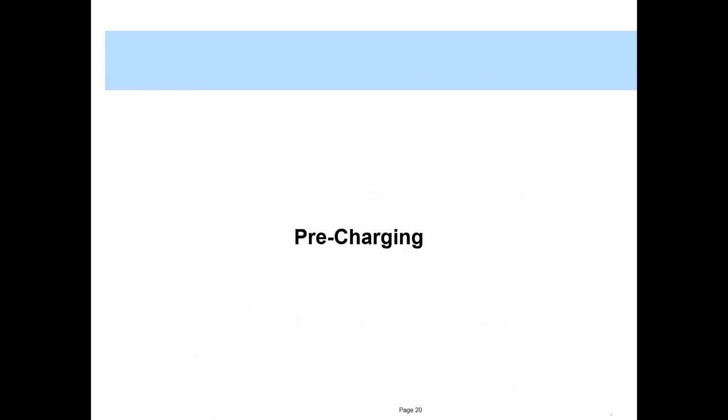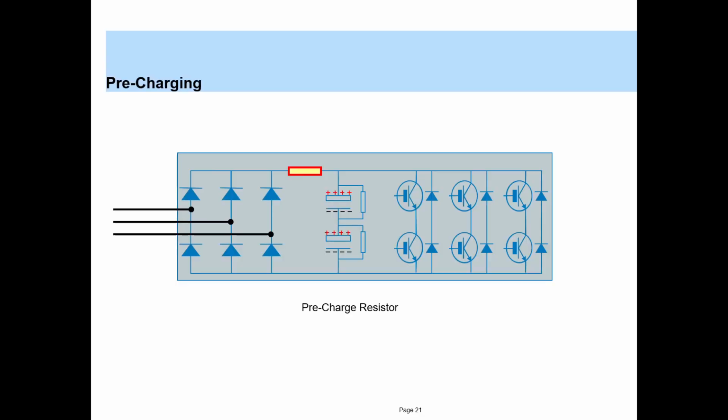So now we'll have a look into pre-charging. Initially when you switch on a drive, pre-charging always happens first. Only then is the drive ready to run the motor. It's a very fundamental and a very important concept. So this is the circuit diagram, and this red box that you see is a resistor.